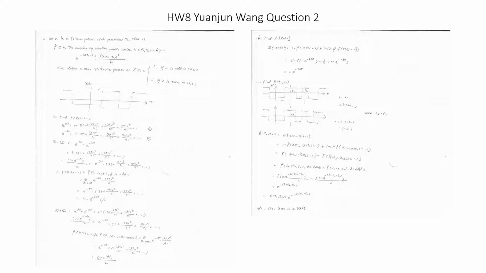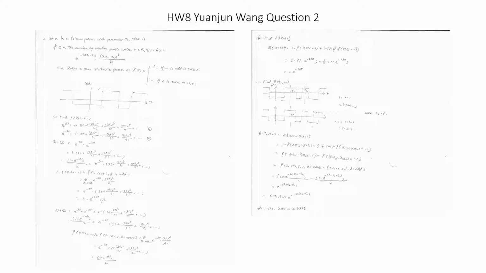Now we define a new stochastic process, X of t, which is equal to 1 if N is odd in (0, t], and equal to negative 1 if N is even in (0, t]. Part A: find the probability that X of t equals 1.